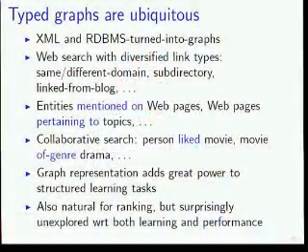Okay. So I try to use an example close to academia, but typed graphs are really ubiquitous, and we have seen many examples of that through today. There's XML and RDBMS turned into graphs where there are lots of different edge types. Even web search should really be using, and they do use, diversified link types: same or different domain, subdirectory links, links from blogs, which are more suspect than static links. Entities mentioned on web pages, like Kevin was talking about, web pages pertaining to topics, web pages tagged with a particular tagging system, collaborative search, person likes movies of genre drama, and so on.